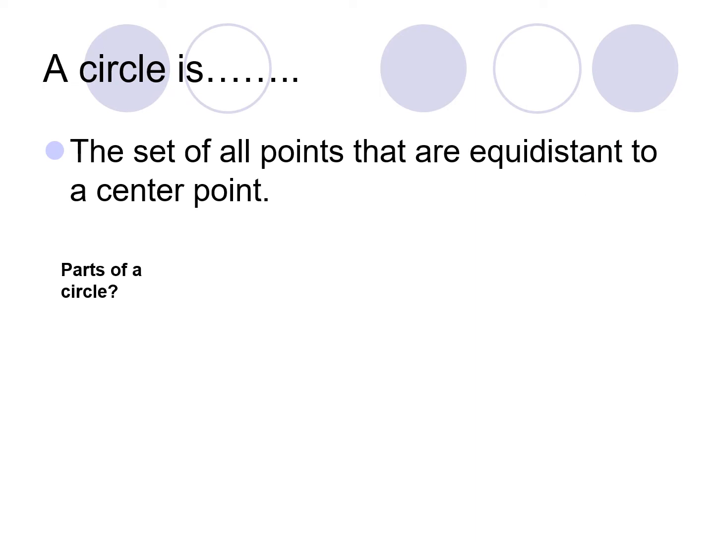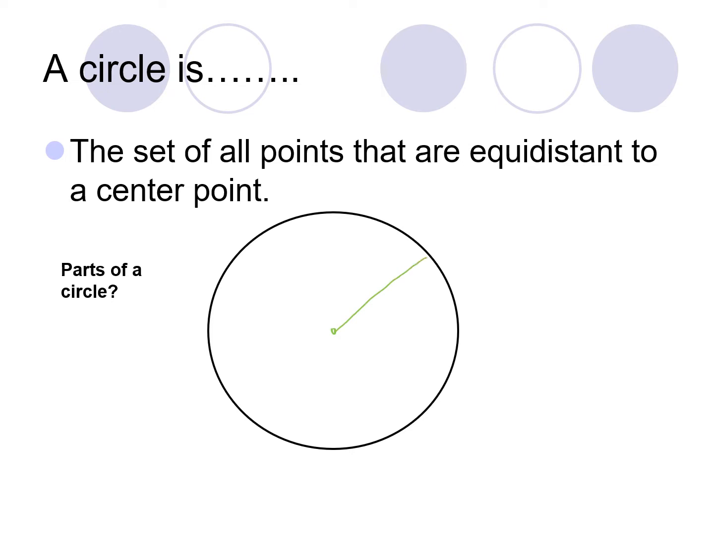So one of the first things we want to talk about is what a circle actually is. Now we know a circle is the set of all points equidistant from a center point. You know what a circle looks like, but can we remember the parts of a circle? The first one would be a radius, and a radius is something that goes from the center of my circle to the outside of my circle.